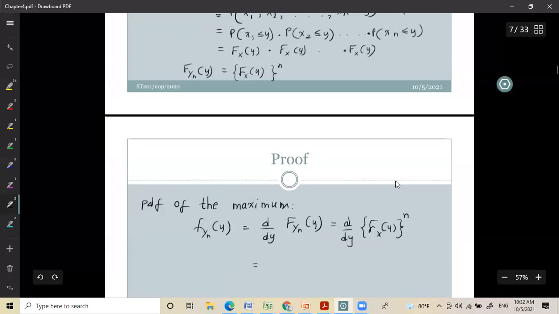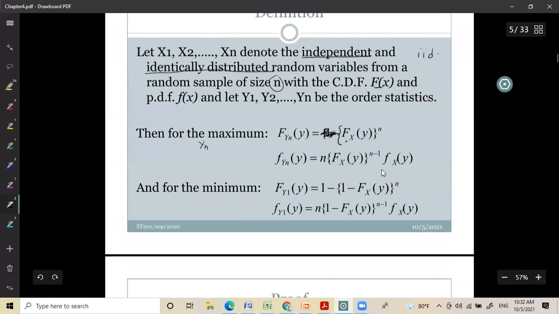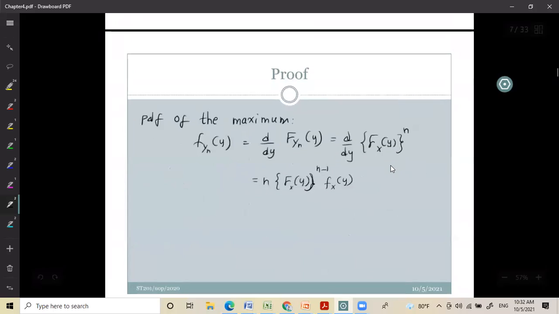So how do you get the first derivative? This is with respect to y, right? Here's the function of y. So you get n times Fx(y) to the power n minus 1. This is the usual way you get the derivative. And then you go inside with the chain rule. The derivative of Fx(y) will be simply fx(y). So this is how you get the PDF of the maximum. So f_Yn(y) is n times capital Fx(y) to the power n minus 1, multiplied by the density fx(y).